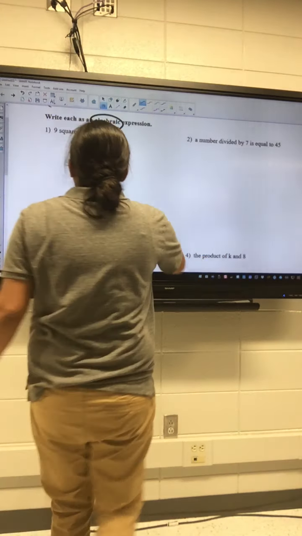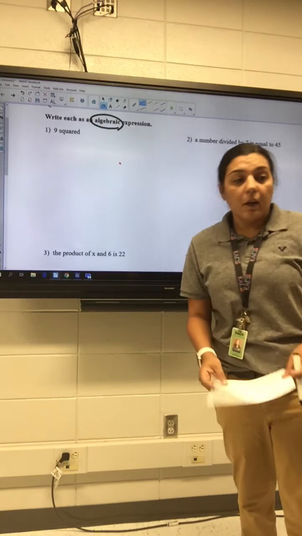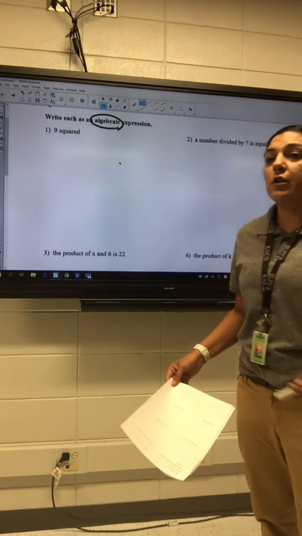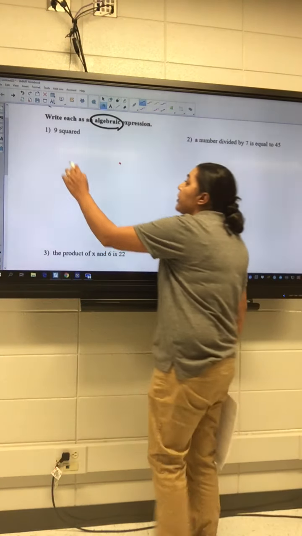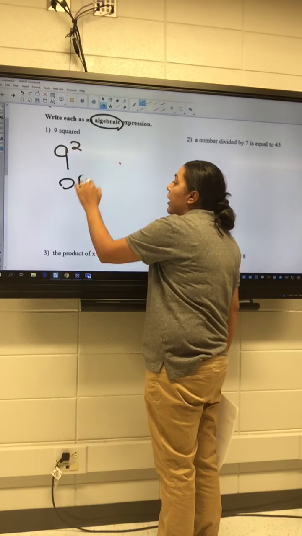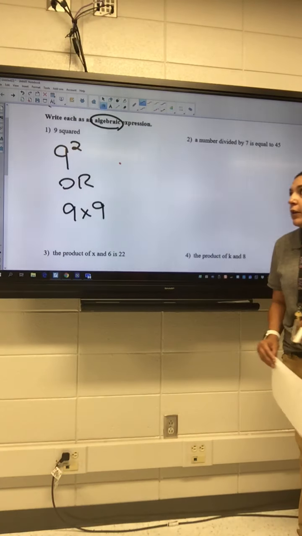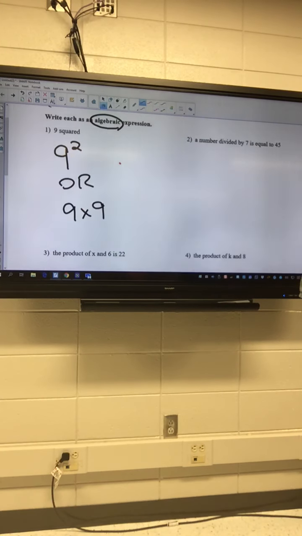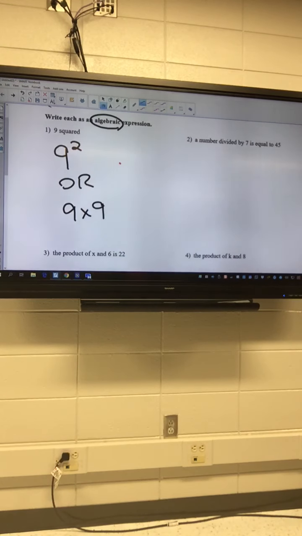Okay, so the first section of this says algebraic. That means to write an equation, so to speak. So 9 squared is just going to be written as 9 squared, or you could write 9 times 9. Either of those, they're both equivalent. But you are not writing 81. And I know that you're going to be tempted to write 81 because 9 times 9 is 81, but that's not right. We're writing an expression. We're not evaluating.